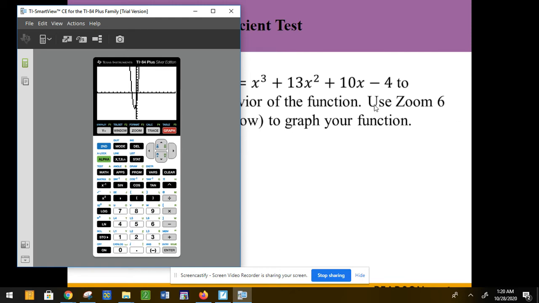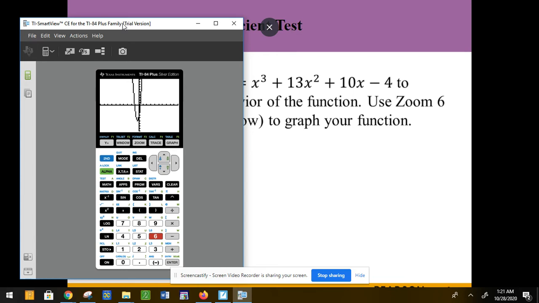Let me graph. It was suggesting doing a zoom standard. The way that you do that is hit zoom and then hit 6. That's what will probably be on your screen unless you've done something else. So what you should notice is the end behavior here. You actually can't see everything that you would expect to see, because if it's x cubed, you would expect to see it falling on the left and rising on the right.